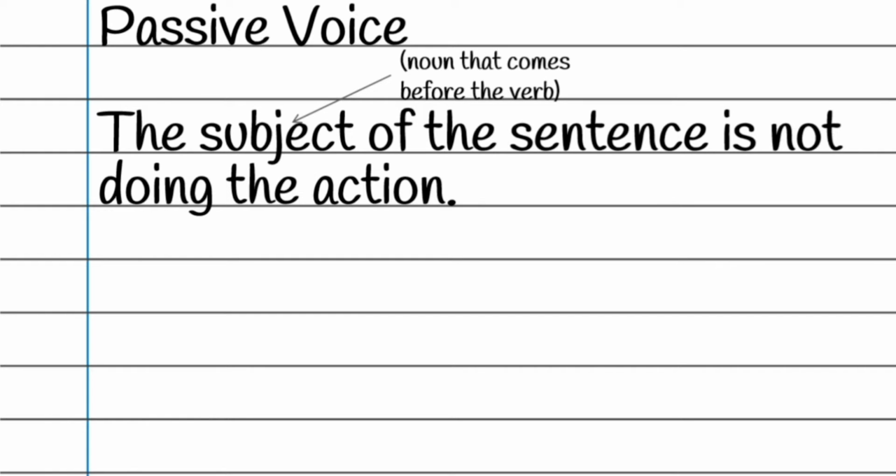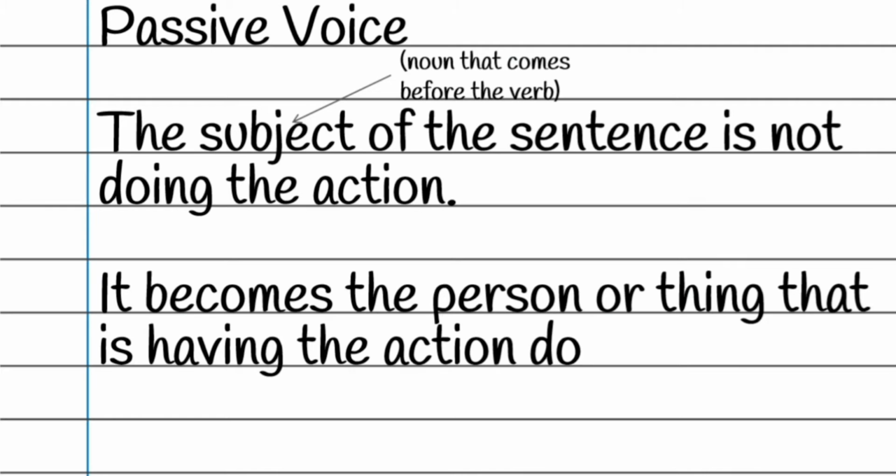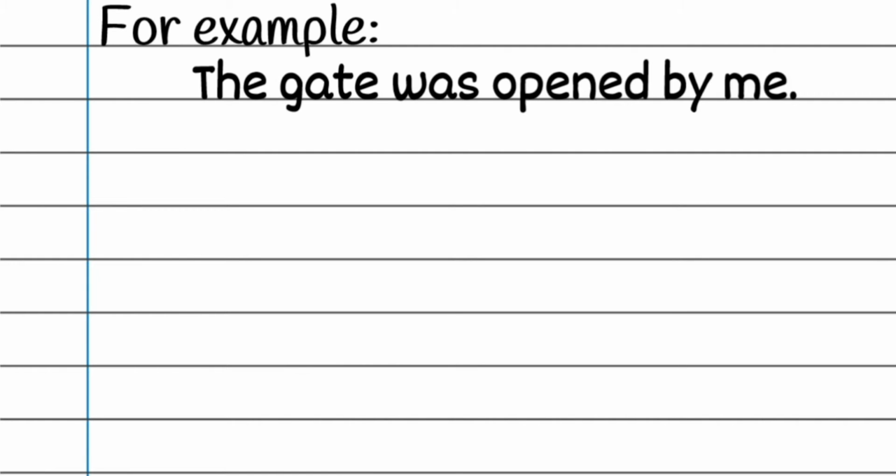So the subject of the sentence will not be doing the action. Okay, so that first noun that you mention in your sentence won't be doing anything. Instead, the person or the thing that is having something done to it will be mentioned first. So your subject will be the noun that is having something done to it instead. So for example, going back to the gate example, you'd have the gate was opened by me.